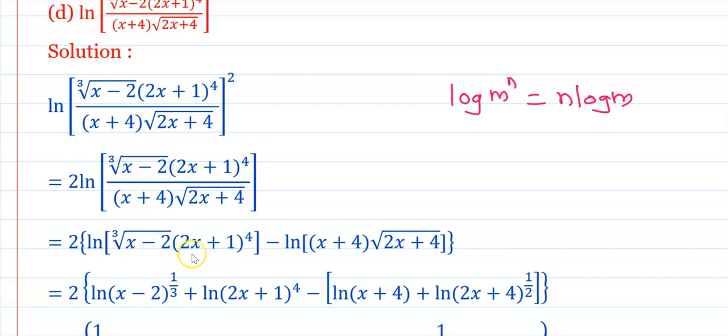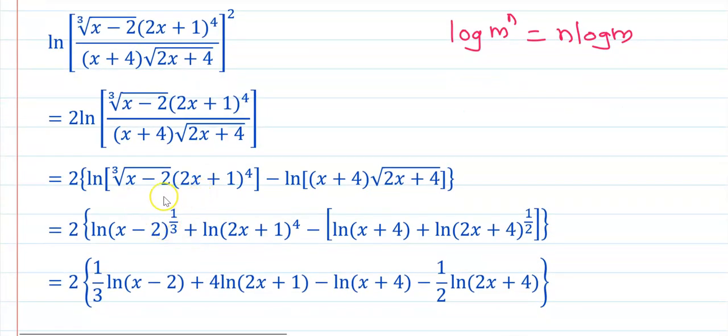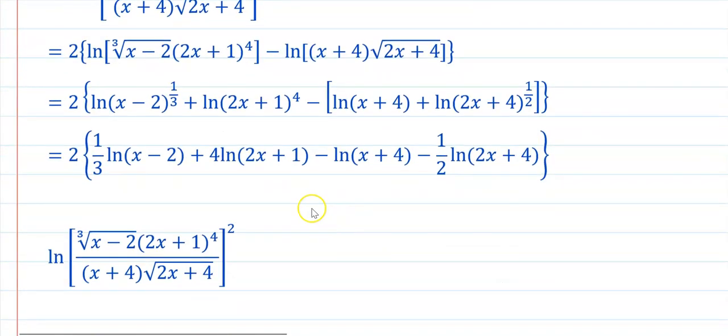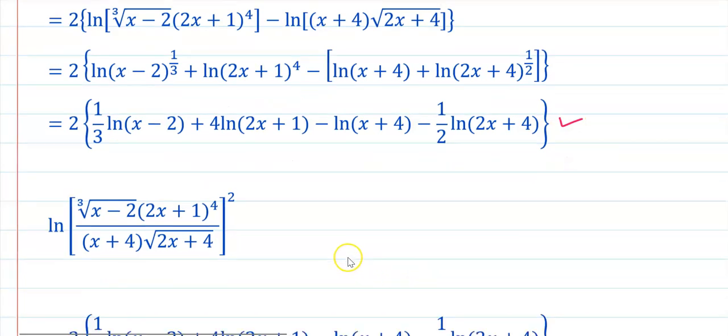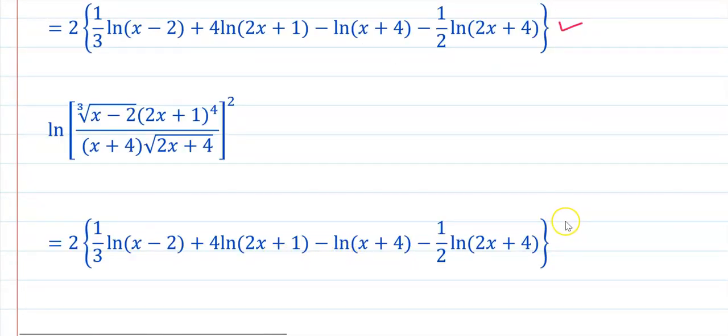पुन्हा या दोघांमध्ये काय, तर प्रॉडक्ट रूल अप्लाय करणार आपण इथे. That is a log of cubic root of, that is natural log of (x minus 2) raised to 1 by 3 plus natural log of (2x plus 1) raised to 4, minus in square bracket natural log of (x plus 4) plus natural log of (2x plus 4) raised to 1 upon 2. नंतर ब्रॅकेट काय करणार, तो नॉर्मली ओपन करणार and hence you will get the answer. Okay. This is the answer.